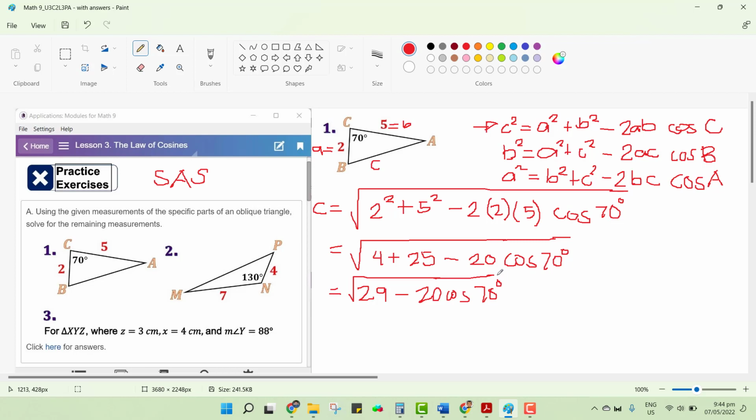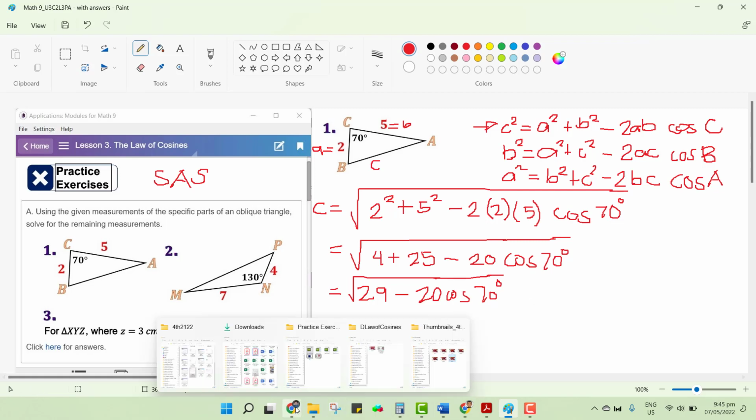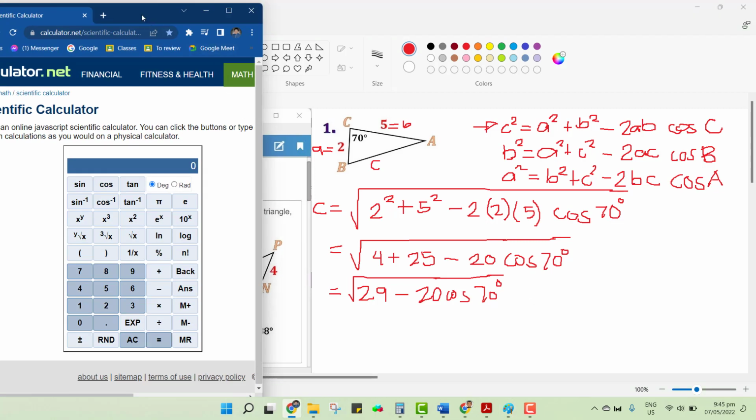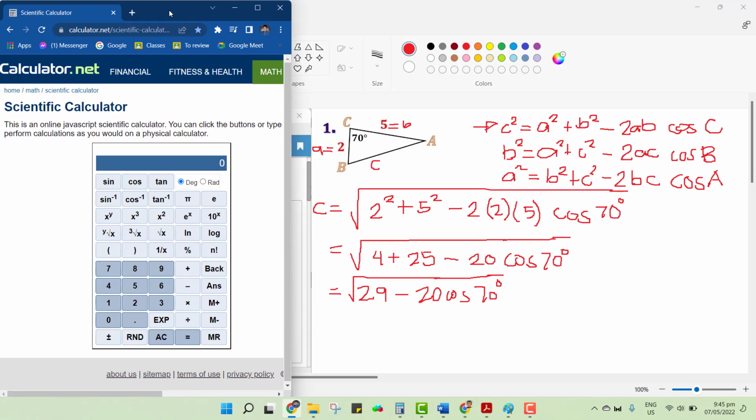Now here is the tricky part. You need to have the final result of this, or could have the approximated value, but we are requested not to round off our answers because we may have different results later. In order to do that, we are going to use this calculator here, or whatever calculators you have with you, but I'm going to use this calculator on the internet to solve for the value of this.